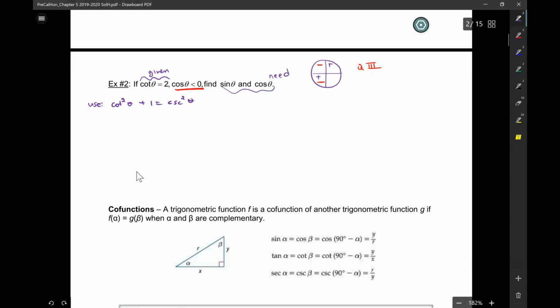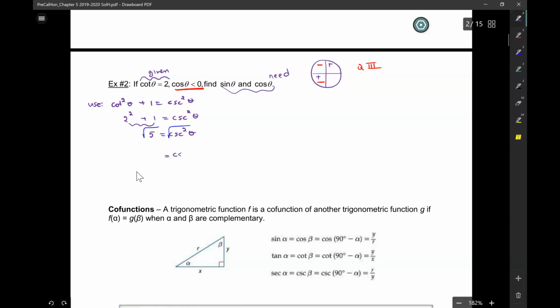Like Benny just told us, we know that cotangent is 2. Cotangent squared is 2 squared plus 1 equals cosecant squared theta. So this is 5 equals cosecant squared theta. And now I take a square root.